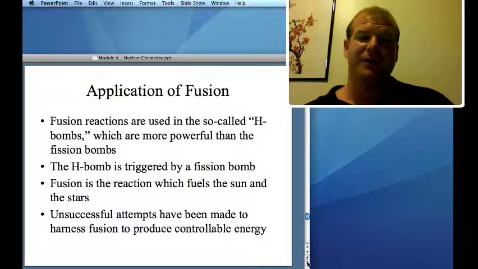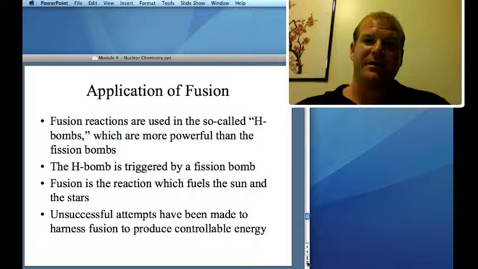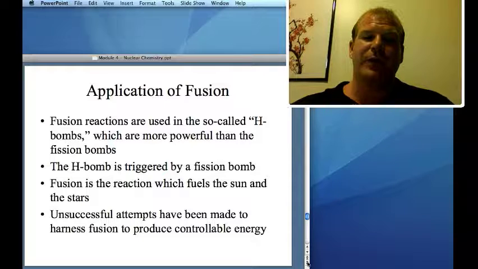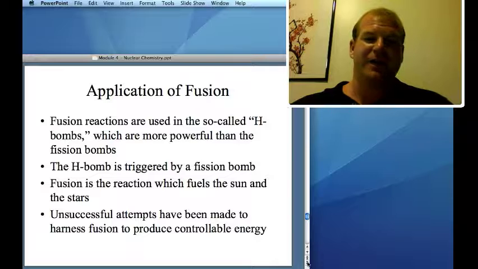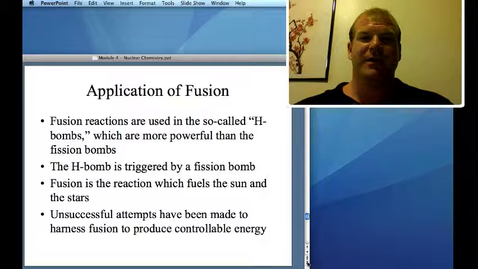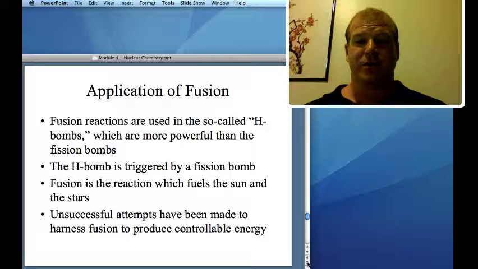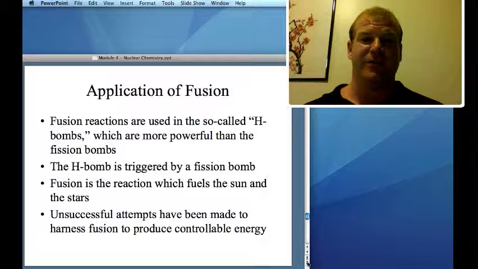What do we use fusion for? Hydrogen bombs. There are atom bombs, that's the fission bombs, plain old nuclear bombs. Hydrogen bombs or thermonuclear bombs use fusion. And the fission bomb provides the energy for the fusion reaction. So this is one of the few ways currently that we can use fusion for anything.